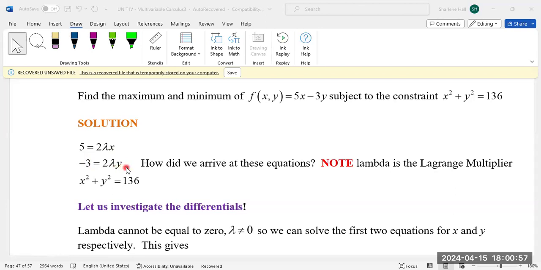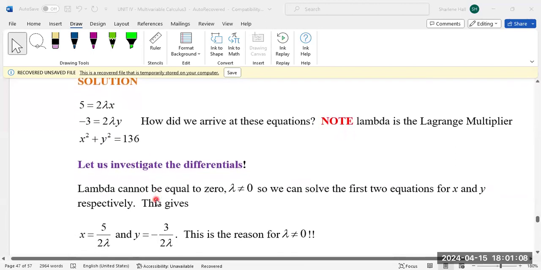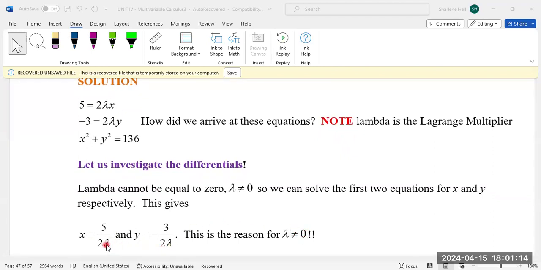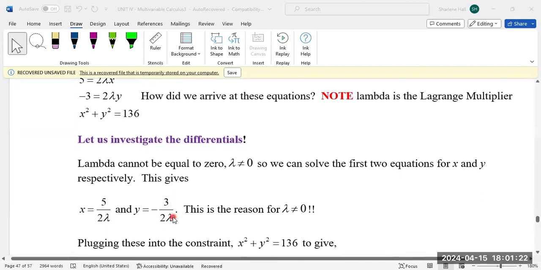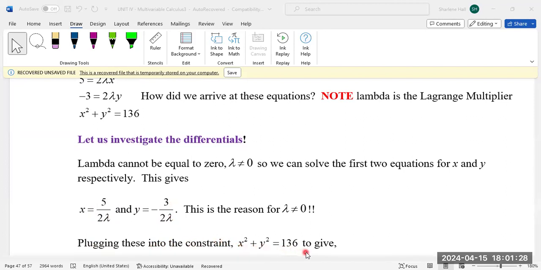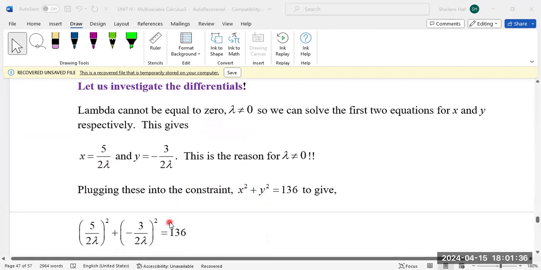Yes, sir. So in my constraint here, the value I get for x, I'm going to square it, and the value I get for y, I'm going to square it. Let us check it. See there, as I told you, lambda cannot be equal to 0. If lambda equals 0, that means this one is undefined, and the same one here. Then, as I told you, I'm going to plug these into my constraint x squared plus y squared equals 136. So I'm going to have 5 over 2 lambda squared plus negative 3 over 2 lambda squared equals 136. Tell me that you follow me so far.